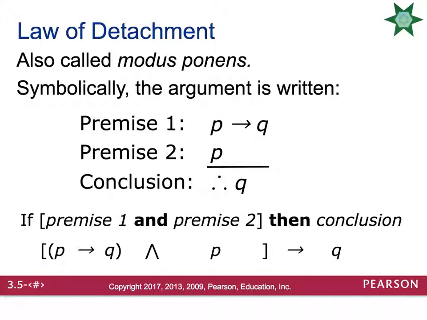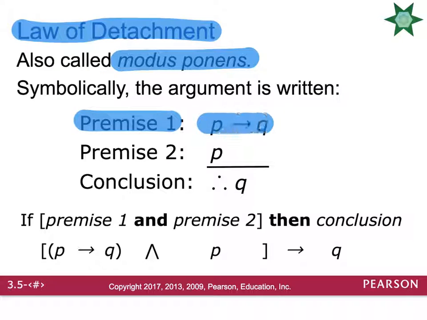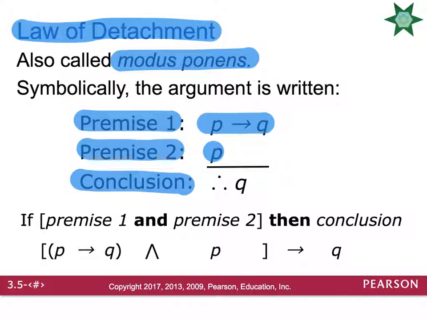Okay, so we're going to start with talking about the law of detachment. That also is called modus ponens, but don't worry about the Latin name. We write this argument this way. Our premise 1 is if P then Q, and our premise 2 is P. And the conclusion is, and you'll see these three dots, that means therefore Q.